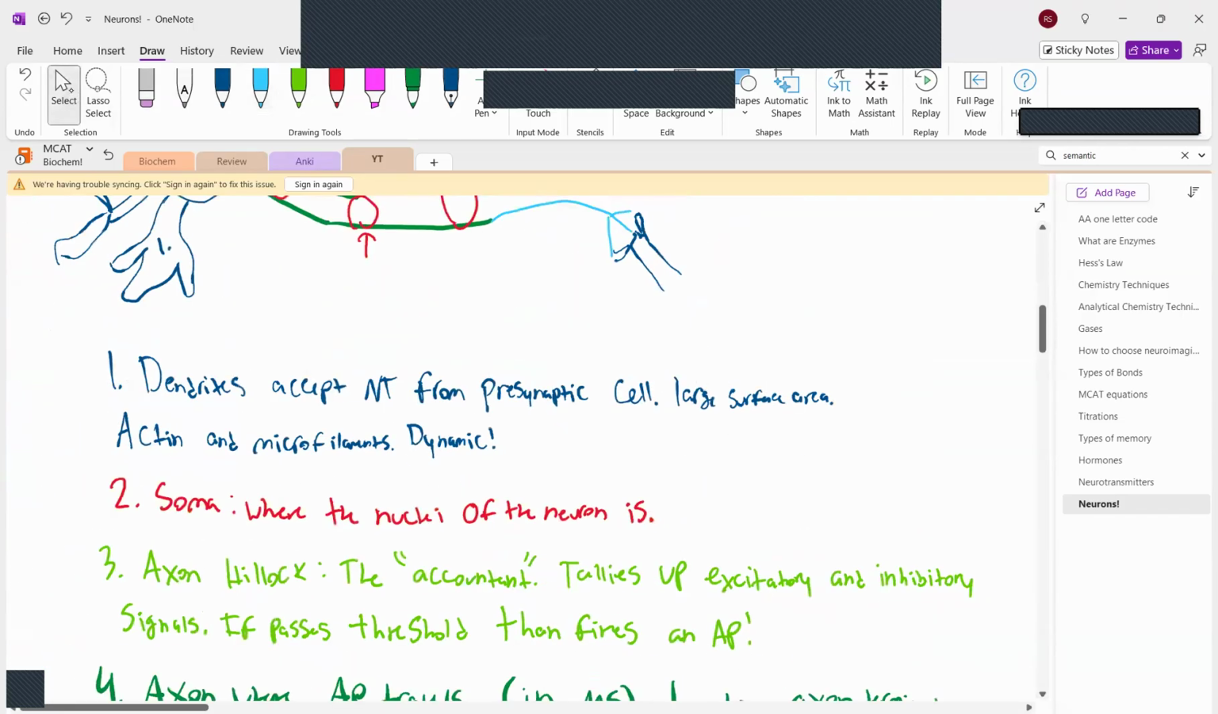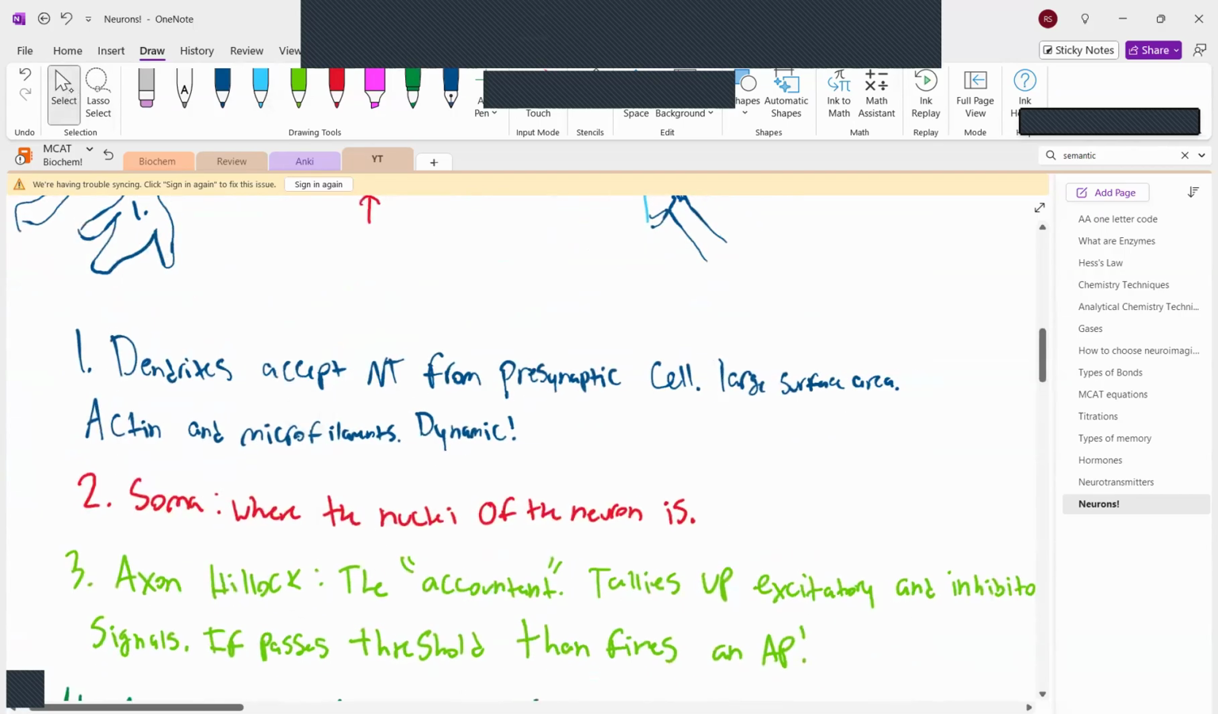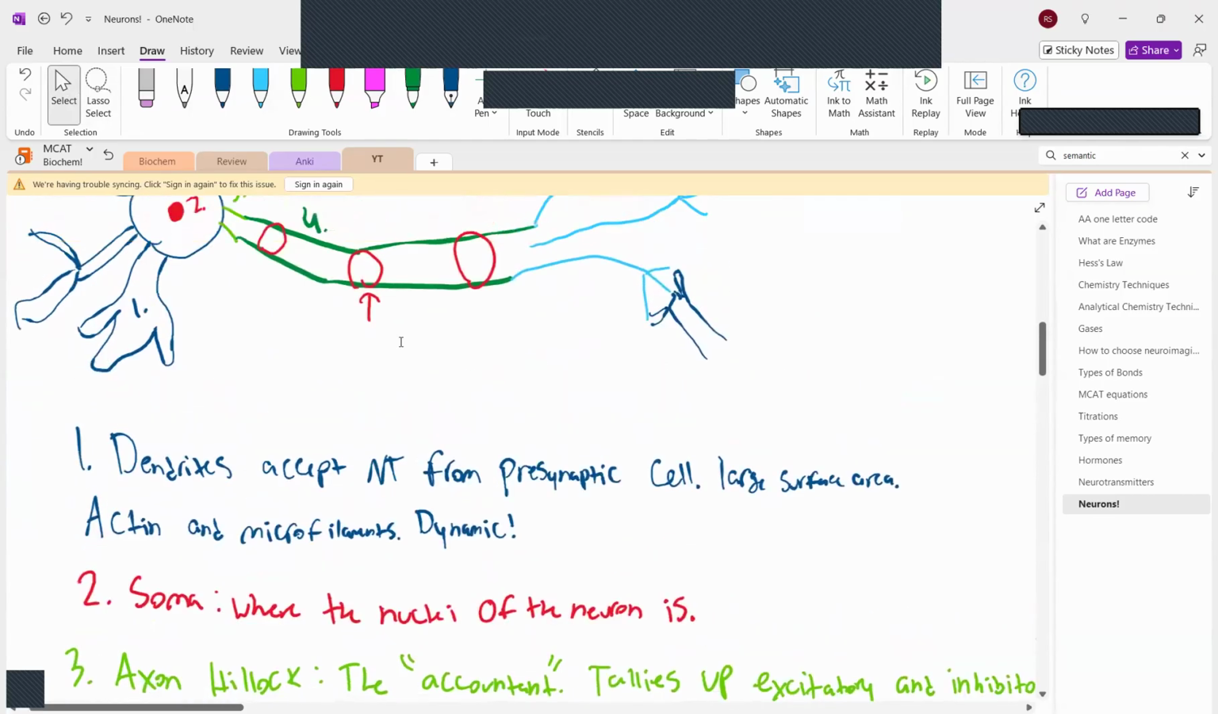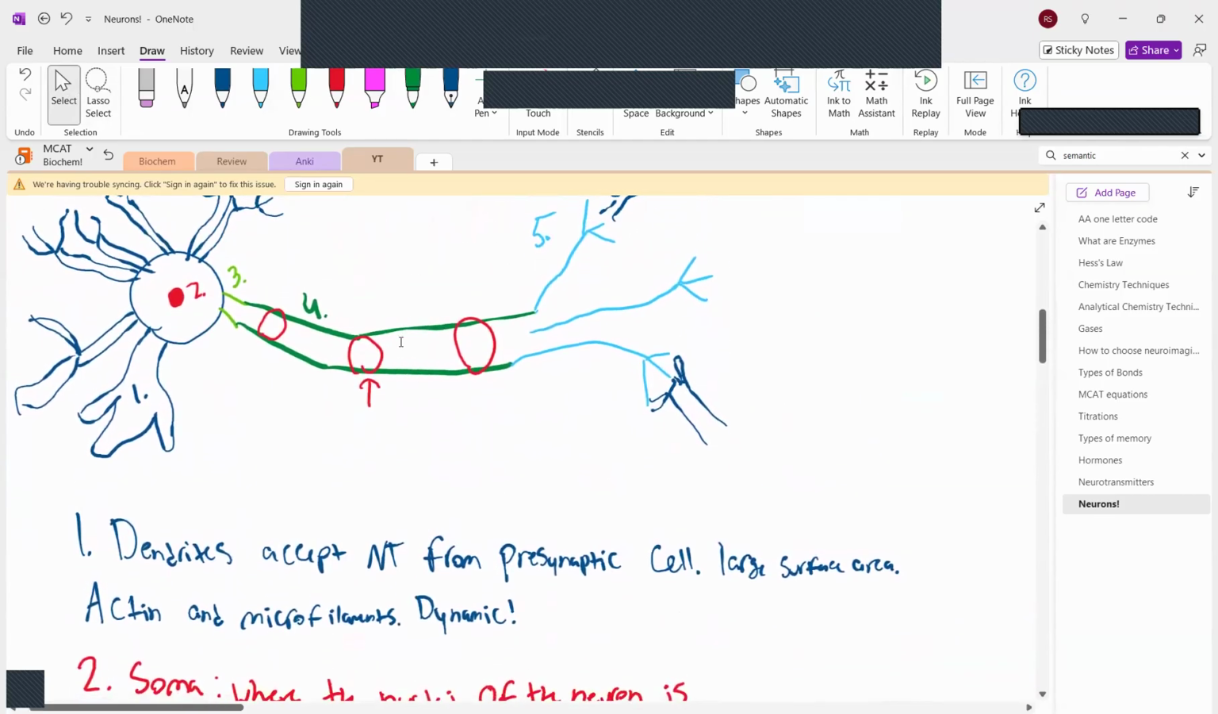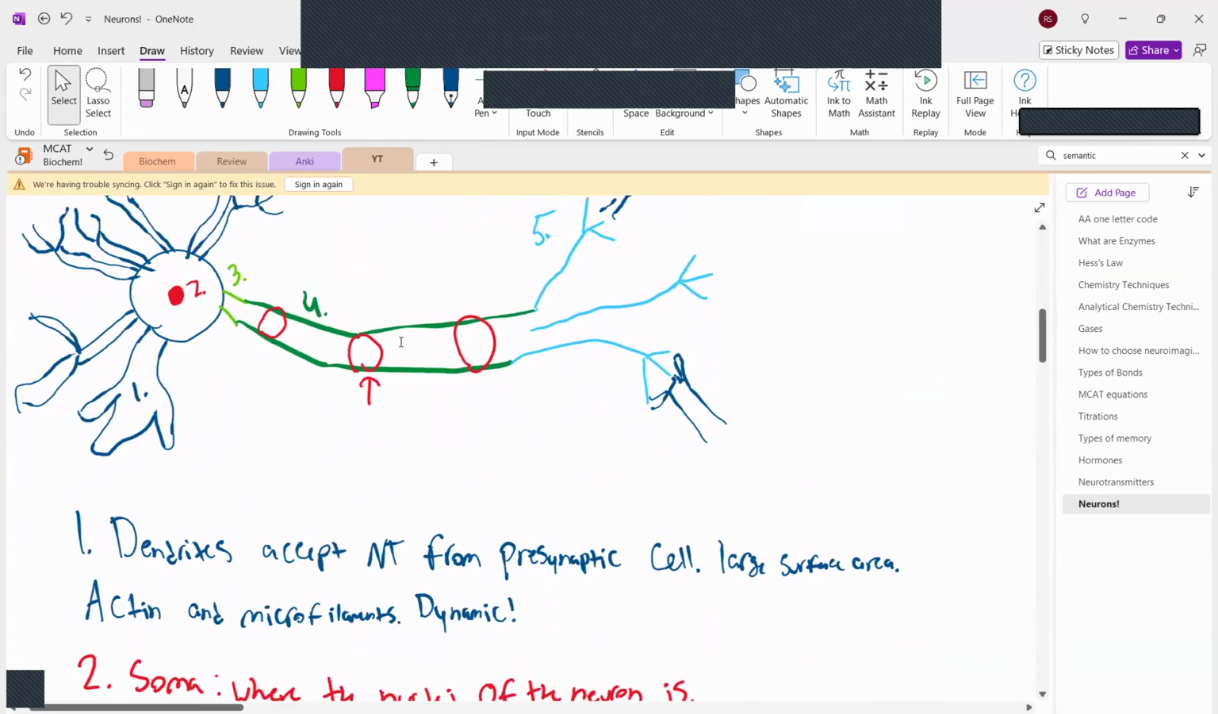Okay, let's get into more of the nitty-gritty. Dendrites accept neurotransmitters from the presynaptic cell, which is what I said earlier. Typically they have large surface areas. They're made of actin and microfilaments. And they're pretty dynamic, so they're always moving, as I talked about in a prior video about long-term potentiation, and also pruning in general.